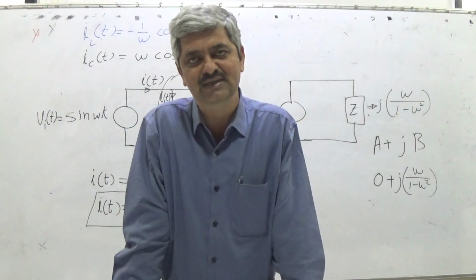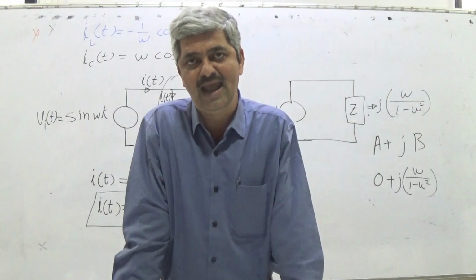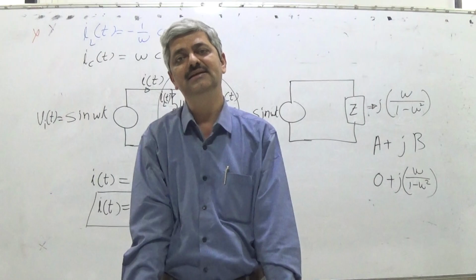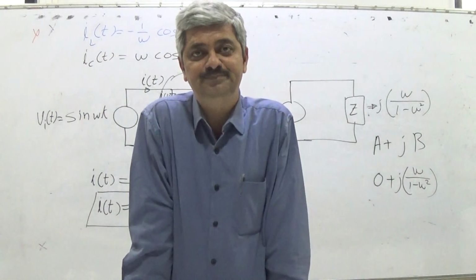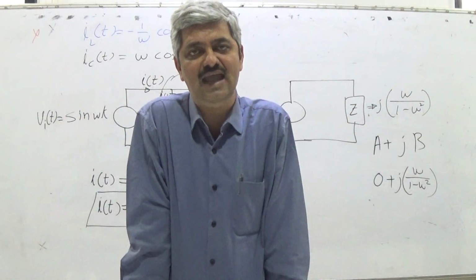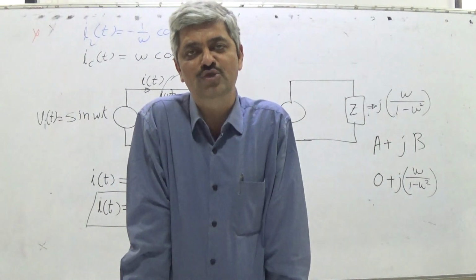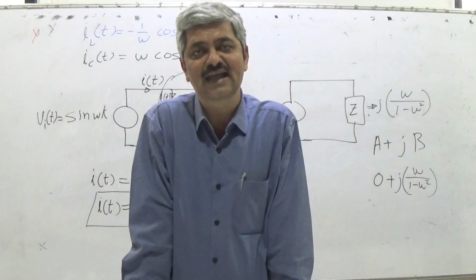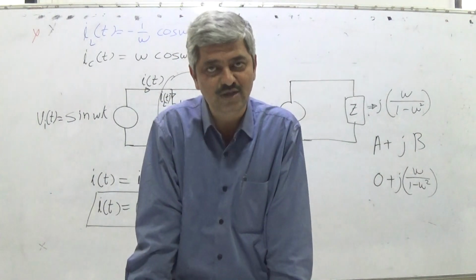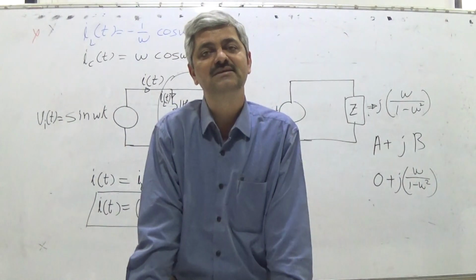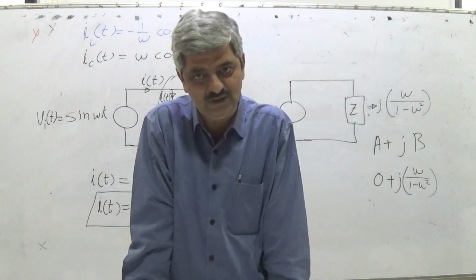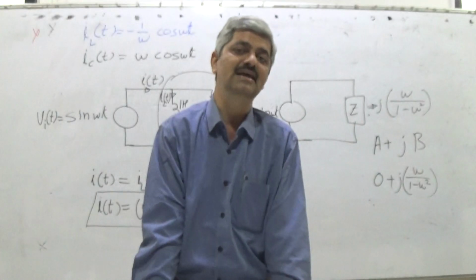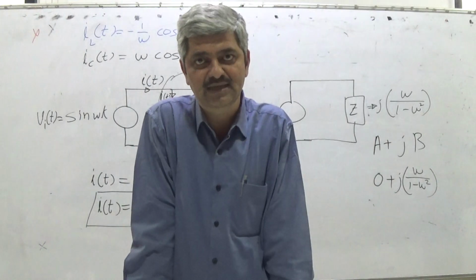There will be current in the inductor, there will be current in the capacitor, but at the resonant frequency for an LC parallel circuit, the direction of current in capacitor and inductor is equal and opposite. So net current is 0. You apply some voltage, no current is drawn. It means that it is an open circuit.